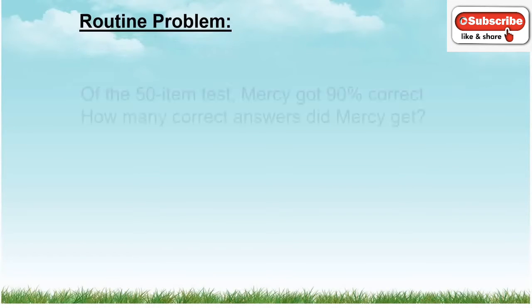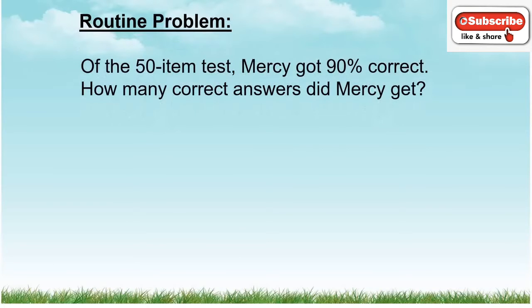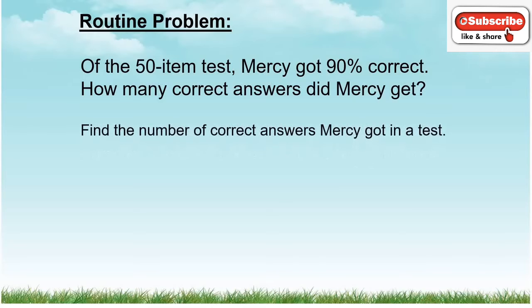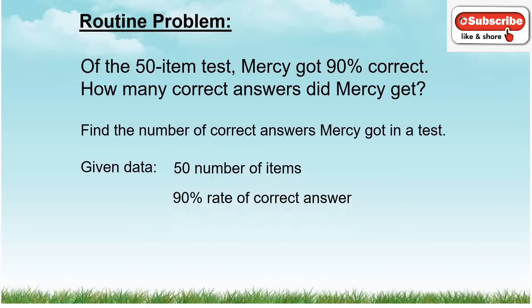Routine problem. Example, read and analyze. Of the 50-item test, Mercy got 90% correct. How many correct answers did Mercy get? Let us get what is asked in the problem. Find the number of correct answers Mercy got in a test. List all the given data. 50, number of items. 90%, rate of correct answer.